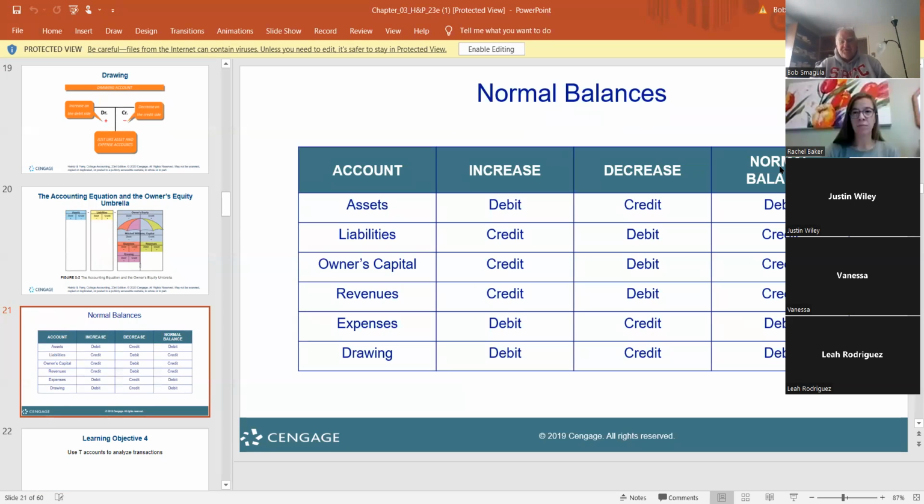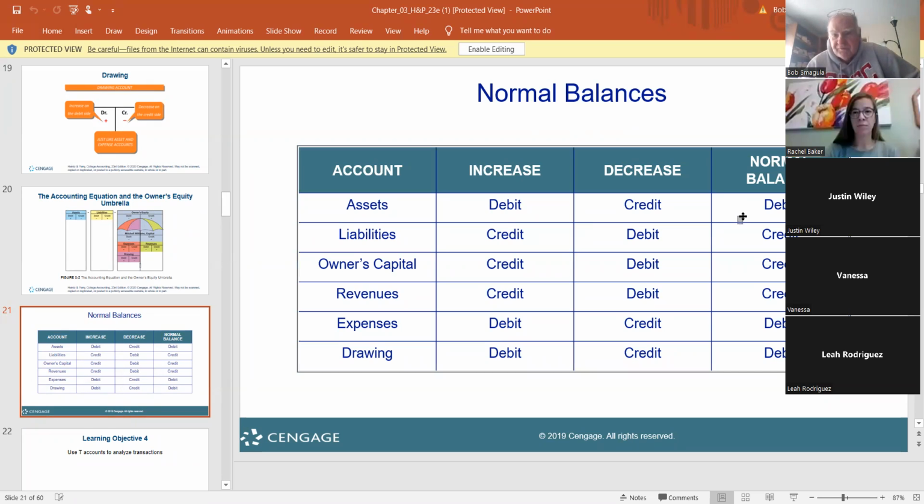I would take a picture of this screen and maybe have it in your wallet, carry it around with you. Notice they list assets, liabilities, owner's capital or owner's equity, revenues, expenses, and drawing. It says increase, decrease. You don't have to worry about memorizing 3 columns. Just memorize one. Memorize the increase column if you like, or the normal balance. Maybe the normal balance is the one to look at.